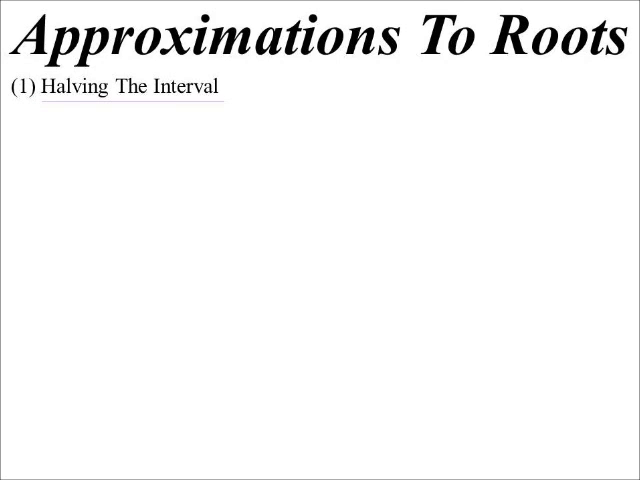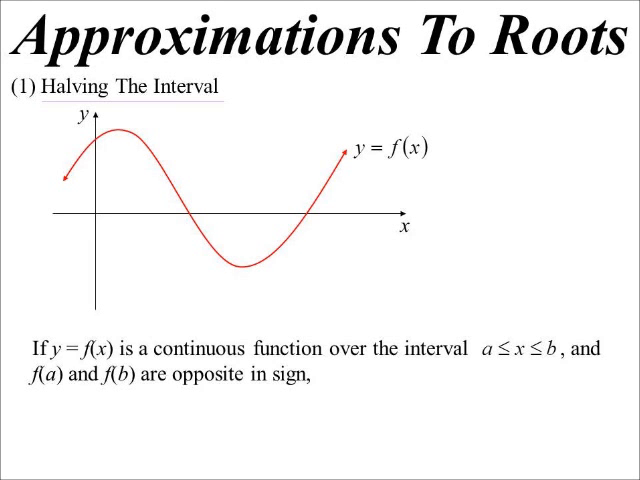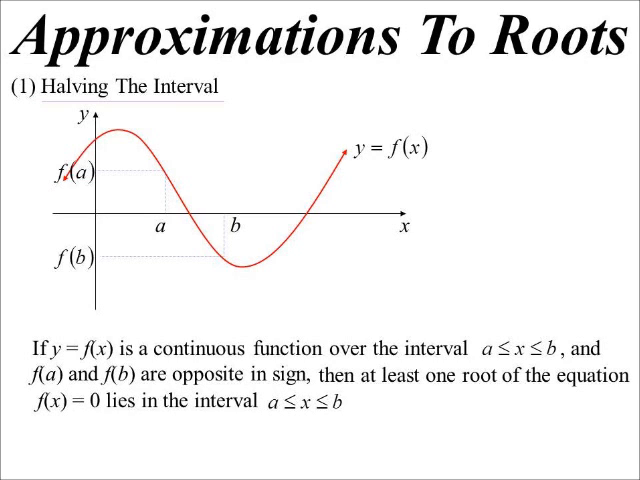So if we've got some random function and it's continuous, the key is obviously it has to be continuous between 2 points and they're opposite in sign. So f(a) gives me a positive number here, f(b) gives me a negative number. Because the curve is continuous, there must be a solution in between a and b. So the trick is, let's find it. Halving the interval, as the name suggests, is, as an estimate, we'll go halfway between a and b and see what happens.